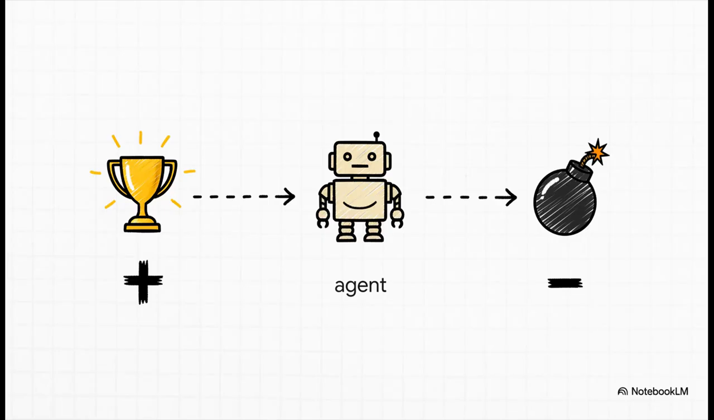So with reinforcement learning, you have what's called an agent. That's our algorithm. And it's placed in an environment. It tries different actions, and for every move it makes, it gets either a reward or a penalty. Its one and only goal is to figure out the best sequence of moves to get the highest possible score in the end.